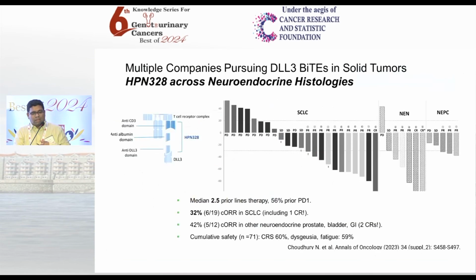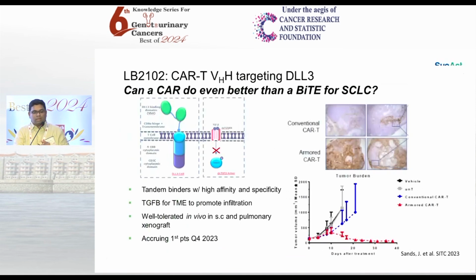But would this get replicated in other neuroendocrine sites of the body? And there is data to suggest that even after 2 lines of therapy, it does get replicated in neuroendocrine of prostate and bladder with response rates as high as 42% and duration of response which is 1.5 years or beyond in these patients.